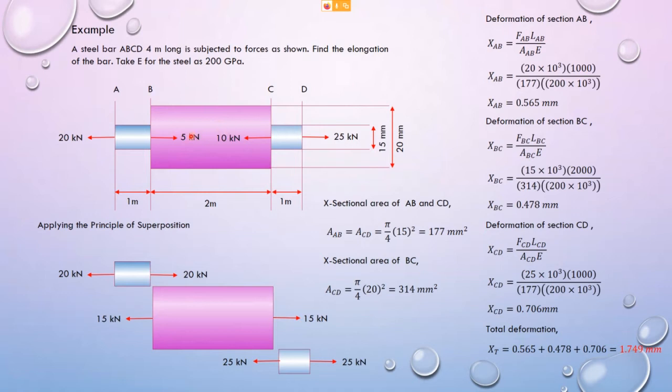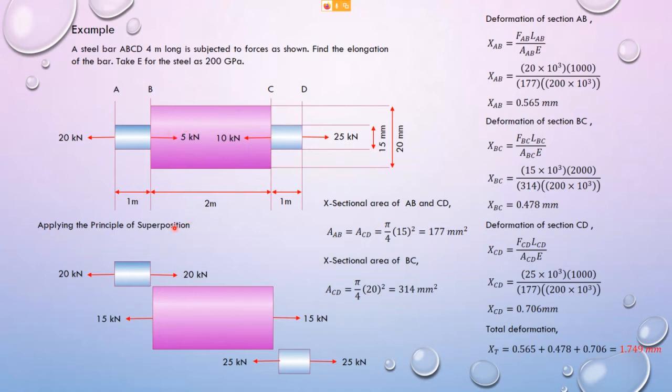total forces acting towards the left. Is it equal to the total forces acting towards the right or not? Towards the left, we have 10 plus 20, so that is 30. Then towards the right, we have 5 plus 25, so that is 30 also. So that means it is under static equilibrium.